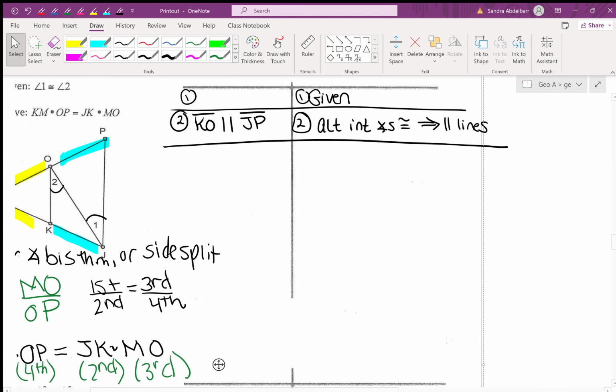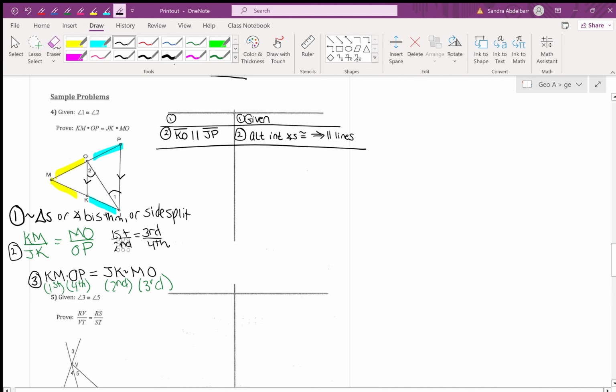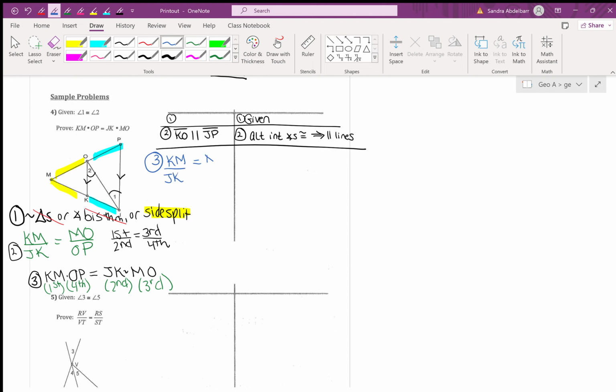So now that I have that KO and PJ are parallel, now I can go to my game plan 1 and I can say side splitter. So the other ones are not our option here. So when I can say side splitter, I can go straight into the proportion. So KM over JK is equal to MO over OP. That is side splitter.